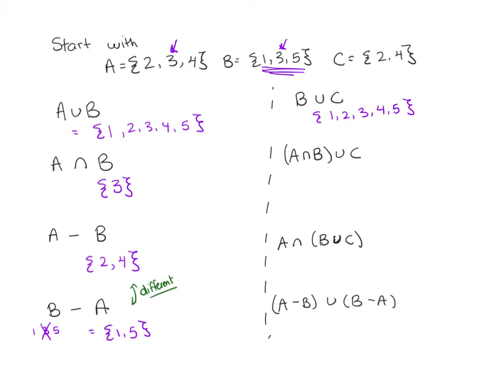Now let's do some more complicated ones. First, I'm going to start with A intersect B here, because that's in parentheses. We already found that. We know that's 3.